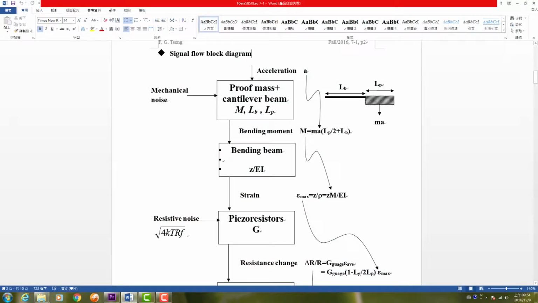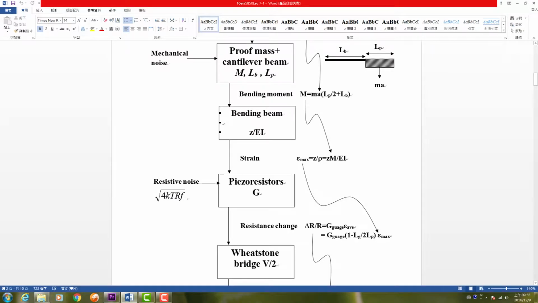Once you have a stress, we need a special mechanism to change the stress into a resistance change. So we use piezoresistors. A piezoresistor is a kind of resistor that is sensitive to the change of strain, because when you change the length of the structure, the resistivity or the resistance changes accordingly. So the stress change is transferred by the piezoresistor sensor into a resistance change.